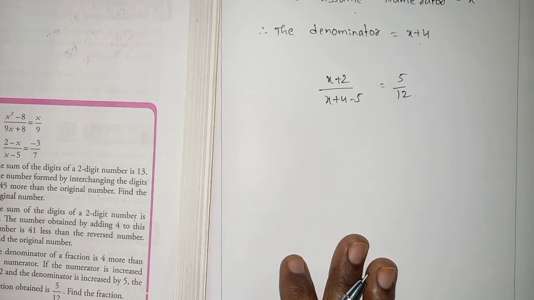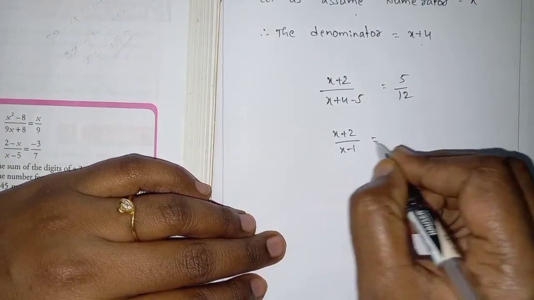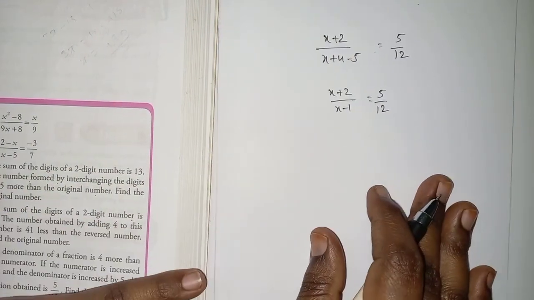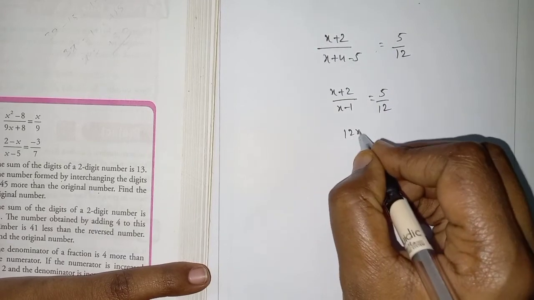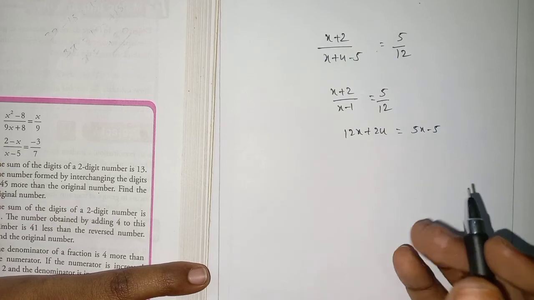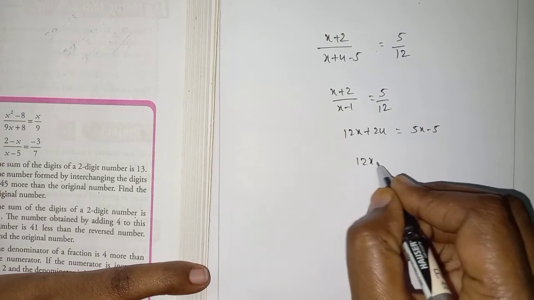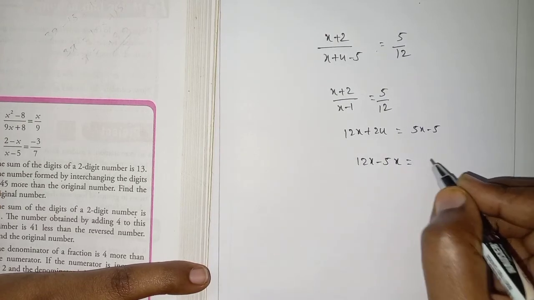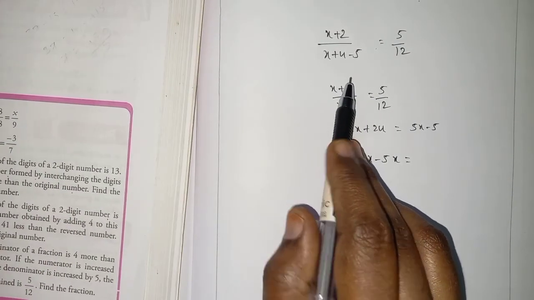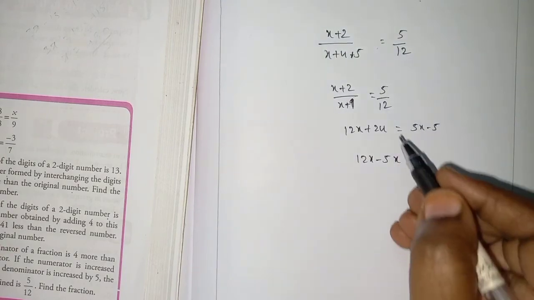Now we have to find the fraction, right? x plus 2 by x plus 4 minus 5, which equals 5 by 12. Cross multiplication, 12x plus 24 is equal to 5x minus 5. Take x on one side and numbers on the other side. 12x minus 5x is equal to, excuse me, it was increased by 5, not decreased by 5. So, it will be plus 9. Okay.